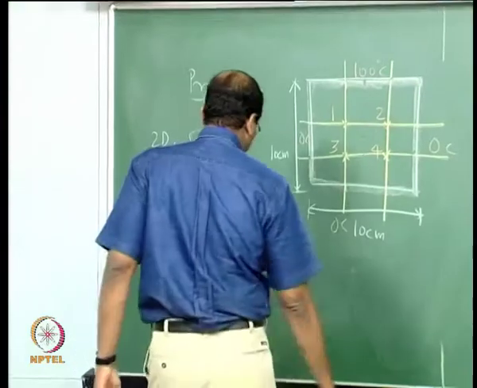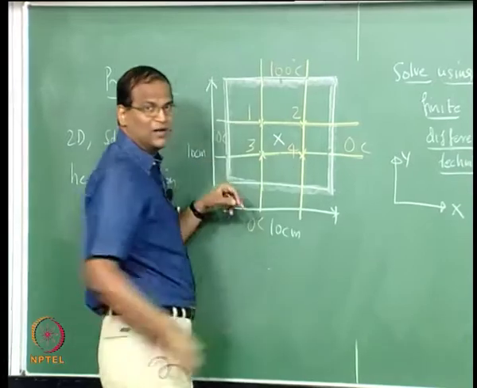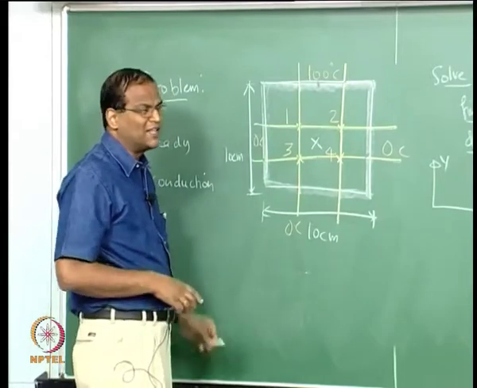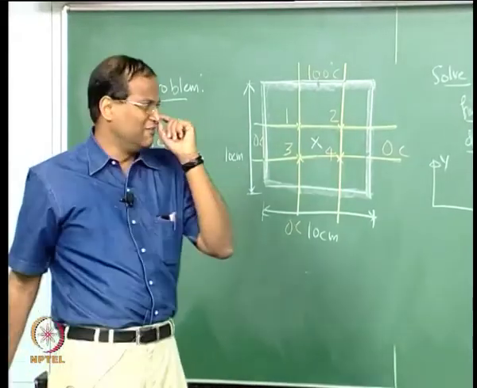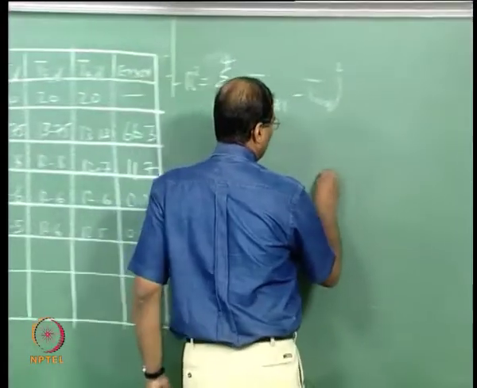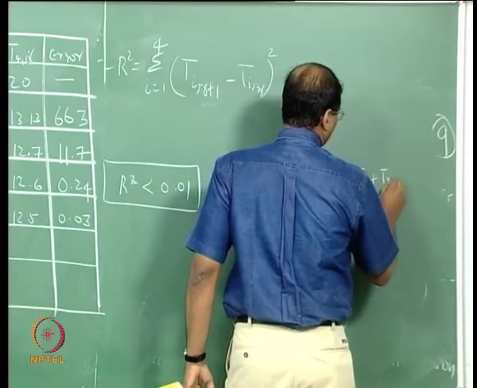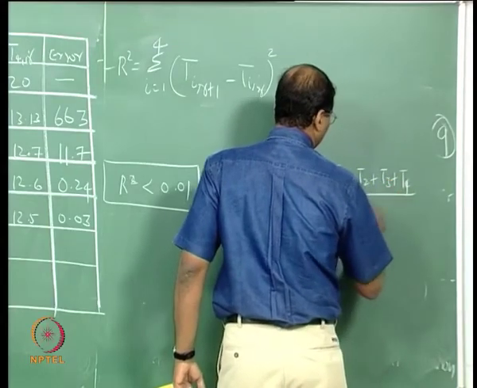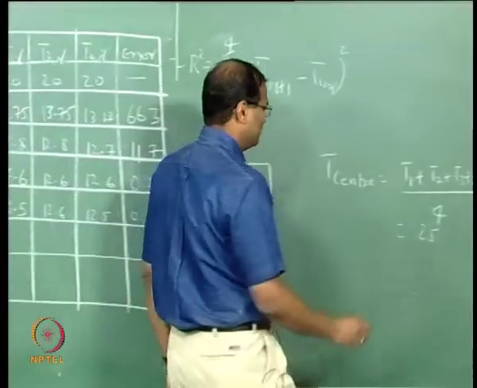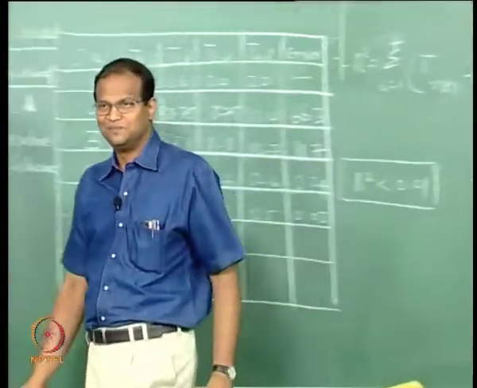Now common sense tells you that this center temperature must be 100 plus 0 plus 0 plus 0 by 4. The center temperature must be close to 25. Now we have got T1, T2, T3, T4. Please take the average of T1, T2, T3, T4 and see whether it is close to 25. 25.0. Very good. So the finite difference works.